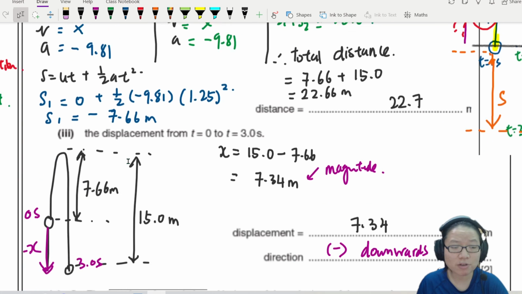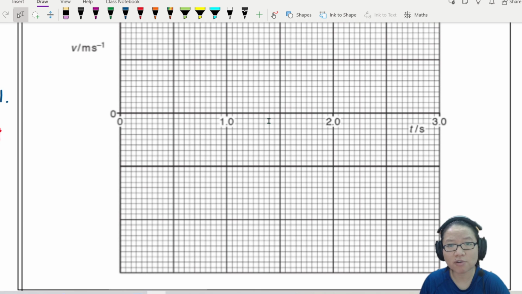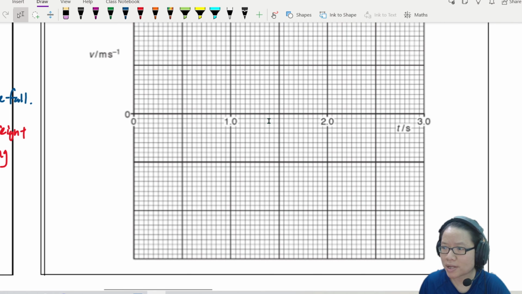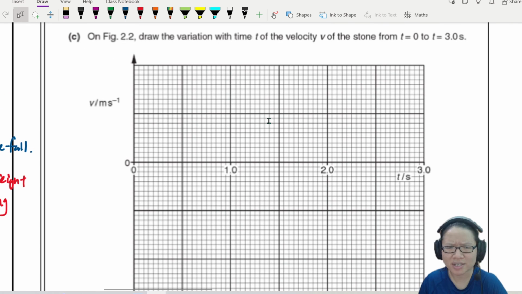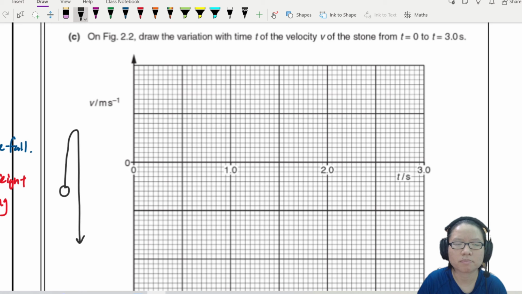All right, last part of the question. Draw the variation with time t of the velocity of the stone. Oh, they want us to sketch out v-t there. We got so much information that we calculated, right? Okay, let's see. I know that my ball, I think you are quite tired of the ball right now. It's like this.